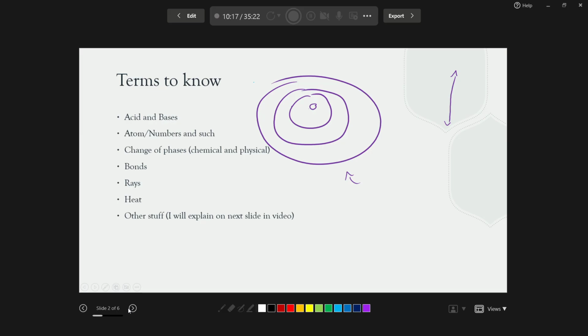So if I did nitrogen, nitrogen has 7. So 1, 2, there's our nucleus right here. 3, 4, 5, 6, 7. So nitrogen has 7 electrons, but if I were to ask about the valence, it only has 5 valence electrons and 2 inner shell electrons.